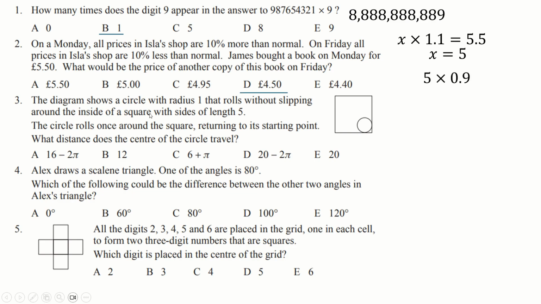Shouldn't be too tricky. This circle rolls around this square. Now, the circle has radius 1, which means it's 1 away from the edge here. And then when it gets to the top, it's 1 away from the edge this way as well, just like it is this way. So if it has a distance of 5 for the entire box, and it's 1 away here and 1 away here, then it's only traveling 3 for this little route here.